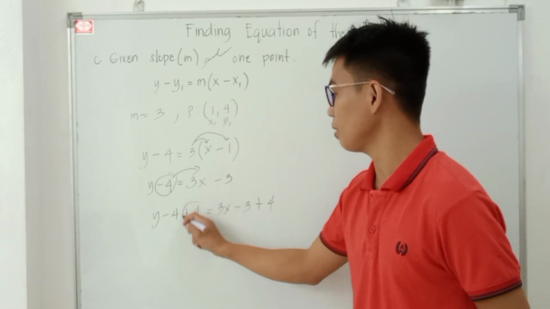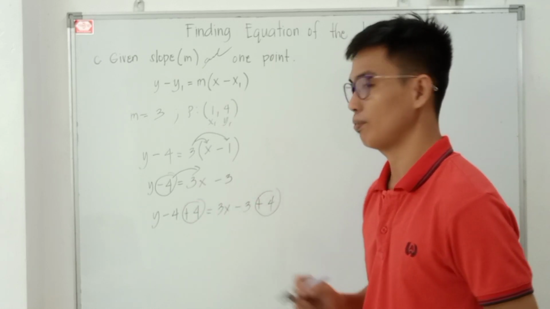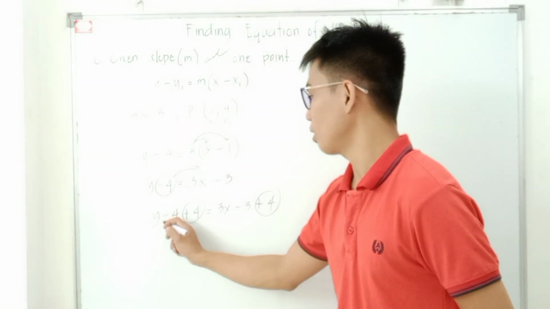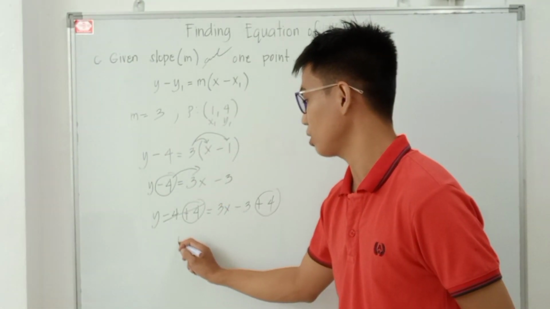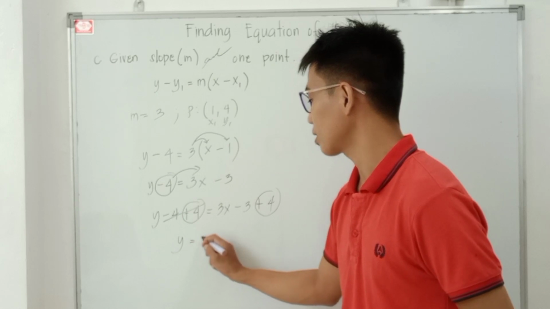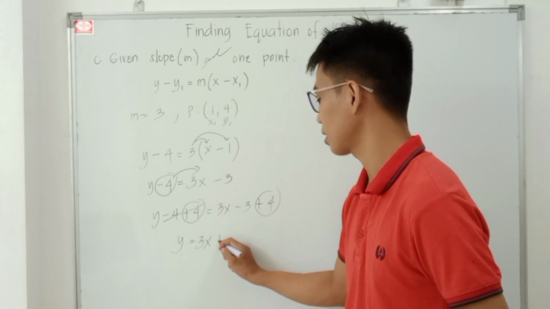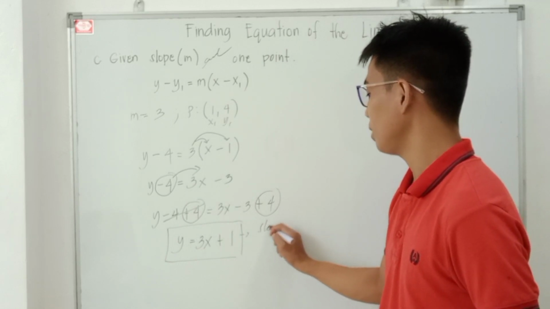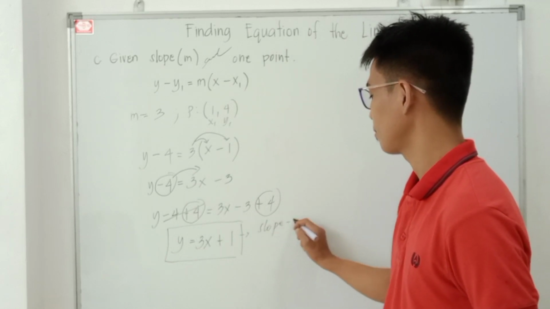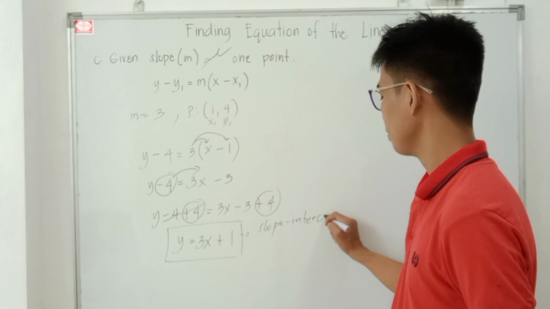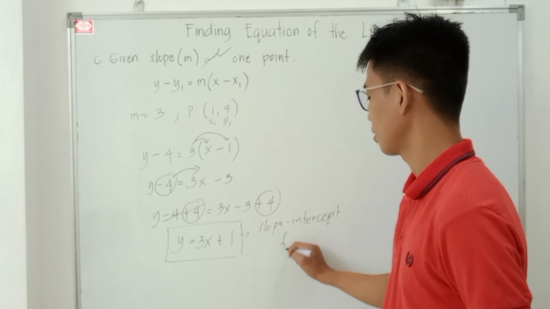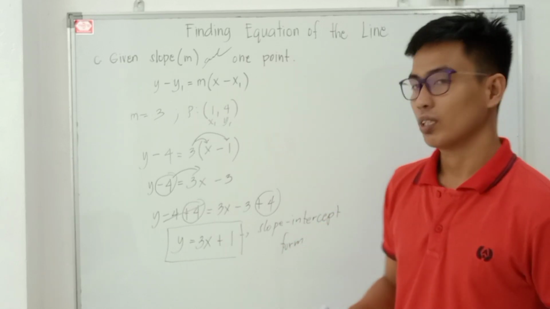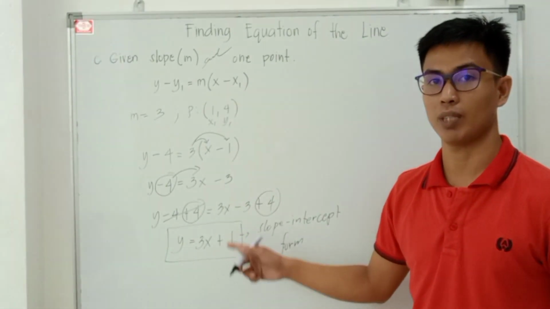So ito po yung additive inverse ng negative 4. So minus negative 4 plus 4 is 0. So dito is y equals 3x plus 1. And this is the slope-intercept form. So this is the slope-intercept form of the equation.